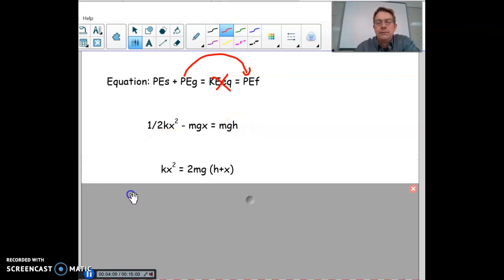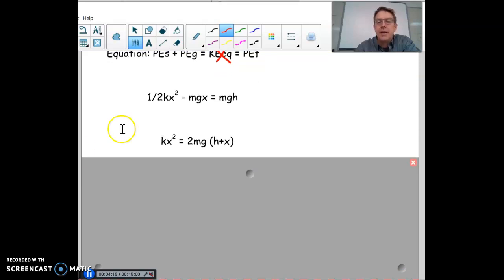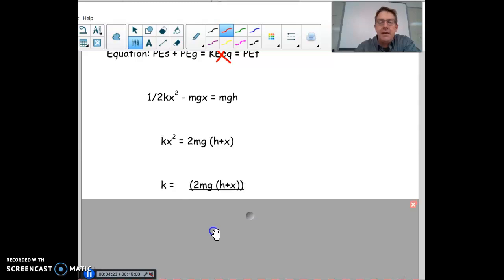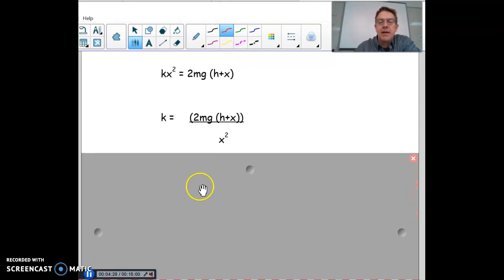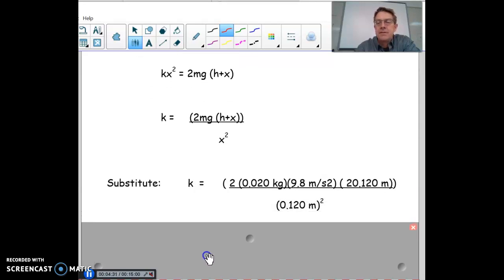So now we just rearrange as needed. We multiply through by 2. I'm lumping together like terms. I've got an mg here and an mg here. I'm grouping together the h plus x, just for clarity's sake. And I'm going to divide by x squared. I've isolated my value for k. And now it simply becomes substituting in.